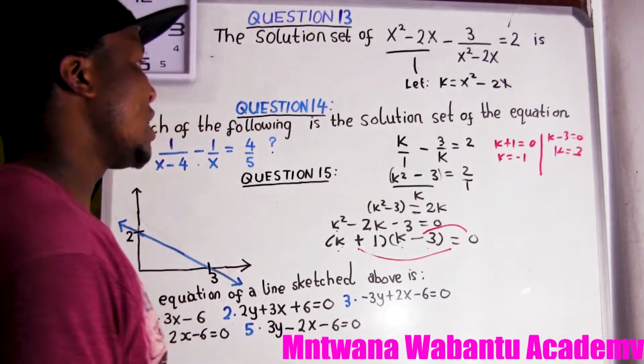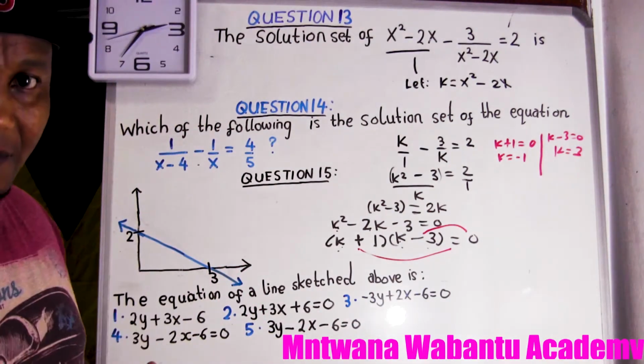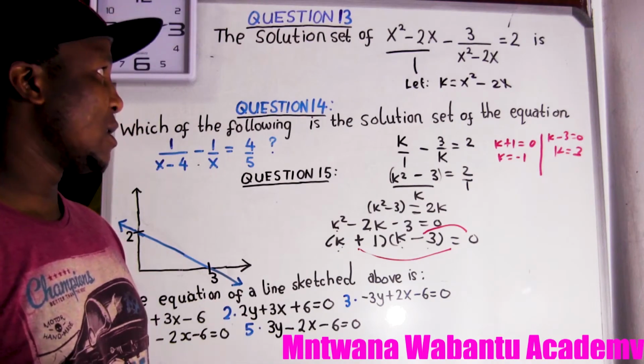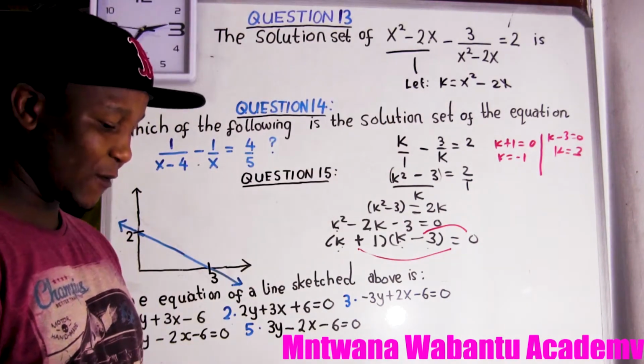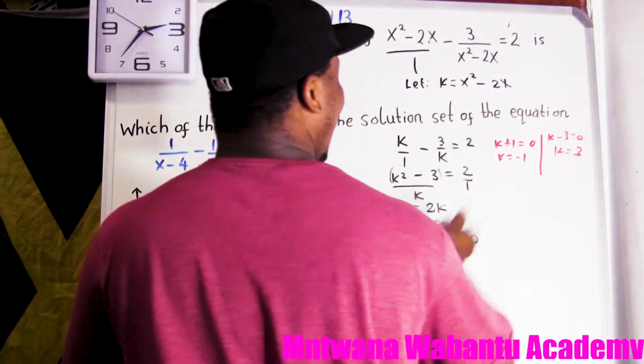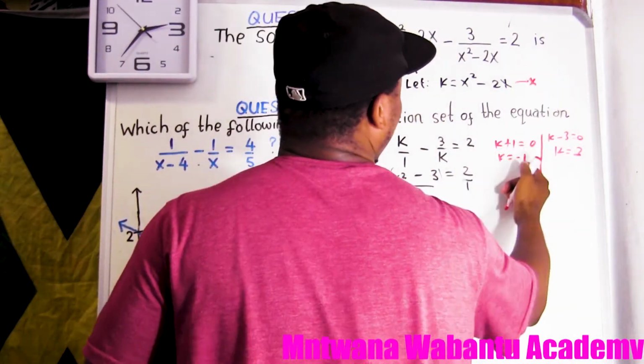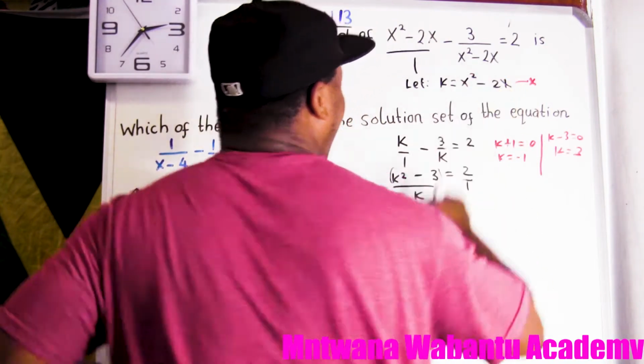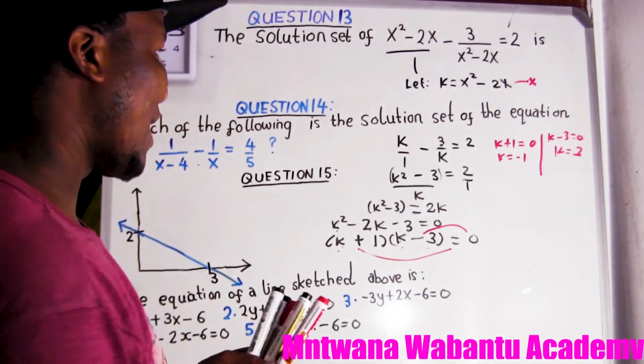So what I'm going to do in the equation, they did not give me k. They gave me the value of x. So I have to get the value of x. So what I'm going to do, I'm going to use this equation here, the one I let as k in the first place, and plug this back, see? And get the value of x.